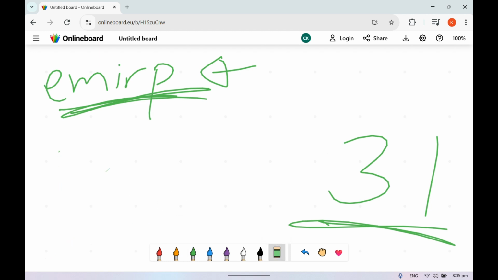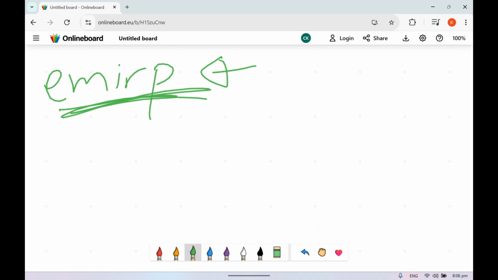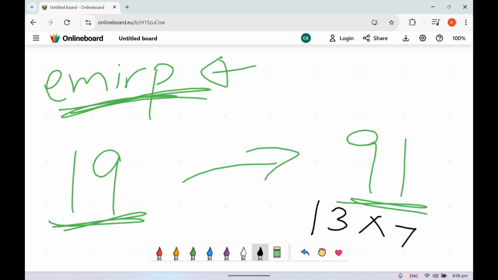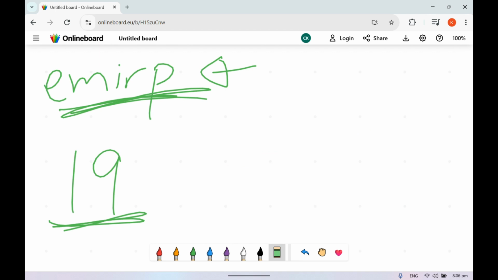I will give examples of something that is not an Emirp. Firstly, an Emirp must be prime. And secondly, when you flip it over, it must still be prime. So, let me give you an example. 19. You may say, oh, 19 is an Emirp. No. 19 is prime, but when you flip it over, you get 91. And 91 is actually 13 times 7. So, it is not an Emirp. That means when you flip it over, it must still be prime.